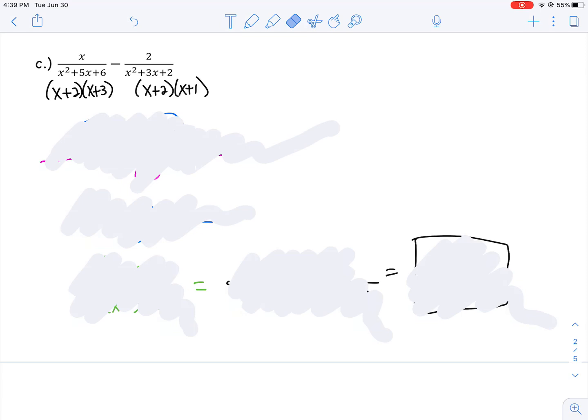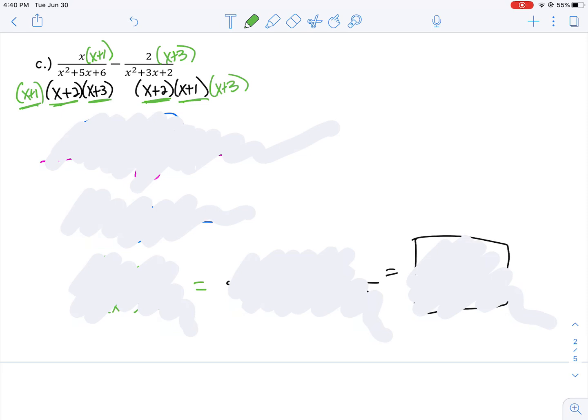All right, the first one factors into an x plus 2 and an x plus 3. The second denominator factors into an x plus 2 and an x plus 1. Now, if I need a common denominator, we need to figure out what factors the first fraction needs that the second one has. It looks like it has an x plus 2, but it's missing that x plus 1. So I'm going to multiply the top and the bottom by an x plus 1. So it now has an x plus 2, an x plus 1, and an x plus 3. The second one has an x plus 2, an x plus 1, but it looks like it's missing the x plus 3 factor. So let's multiply that to the top and the bottom.